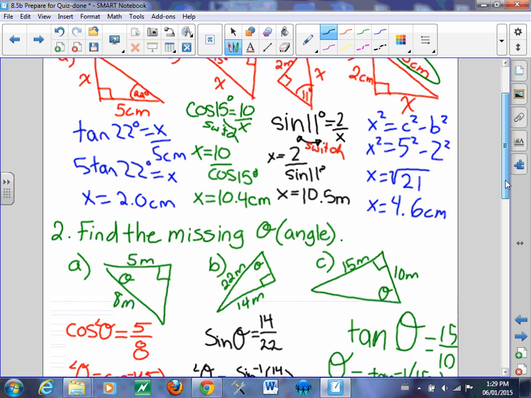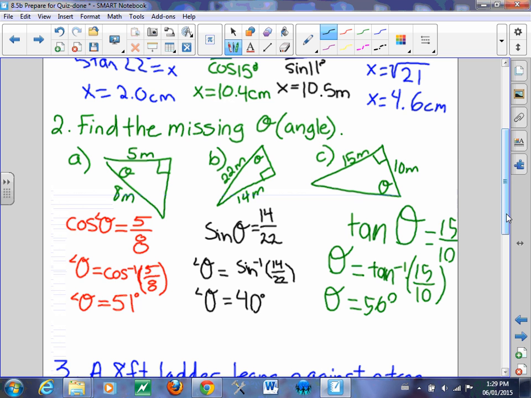Now to find some angles, ladies and gentlemen, okay? So you're finding theta. So that becomes your angle of reference. So for 2A, what 2 sides do we have? We have the hypotenuse and the adjacent, so that's the cos of theta. So cos of angle theta, or just cos of theta, equals 5 divided by 8. Remember, to find the angles, you got to use your cos inverse or your inverse buttons. Plug in your calculator, you get 51 degrees.